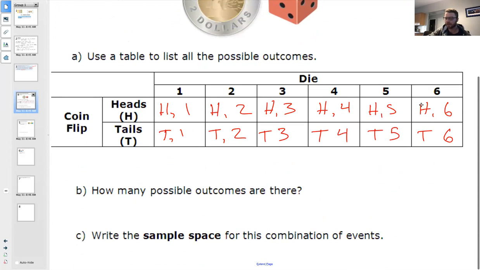Okay, so next question, how many possible outcomes are there? Well, there are 6 outcomes on the die, and there are 2 outcomes on the coin. So if we just multiply those 2 together, so 6 for the die and 2 for the coin.